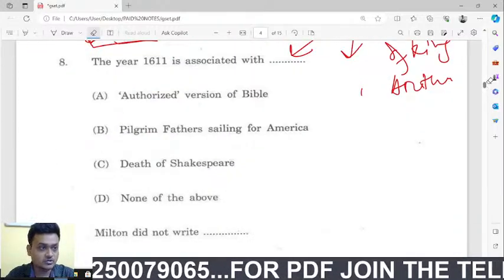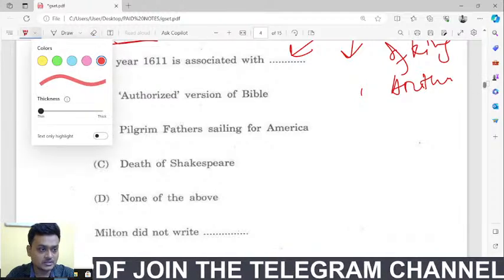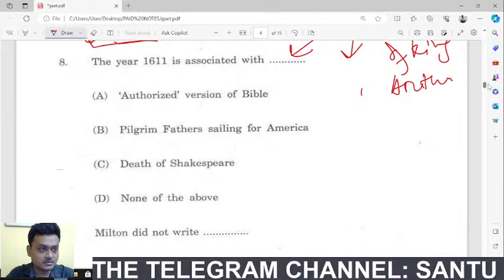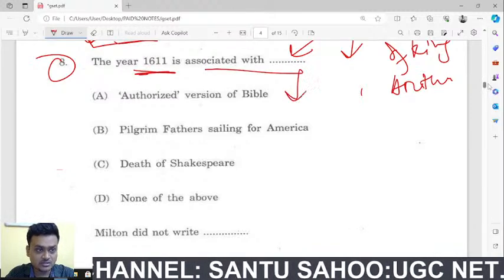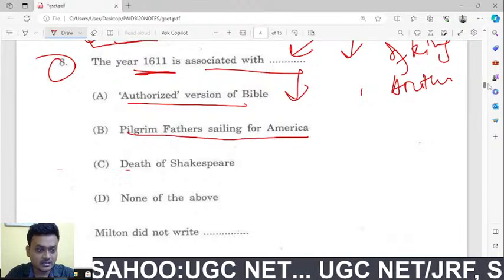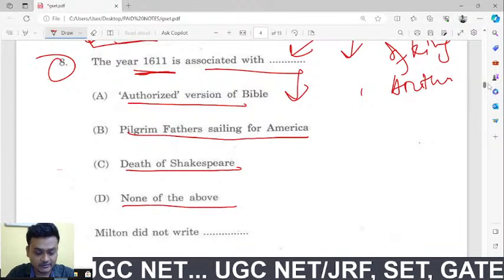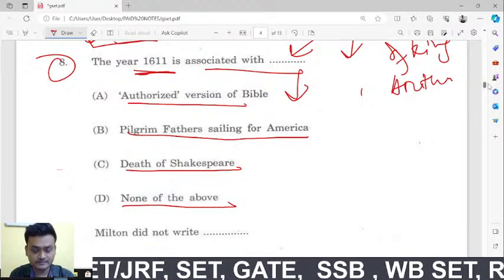Here is question number 8 now. The year 1611 is associated with the Authorized Version of the Bible, Pilgrim Fathers sailing for America, death of Shakespeare, or none of the above. The year 1611 is associated with what?